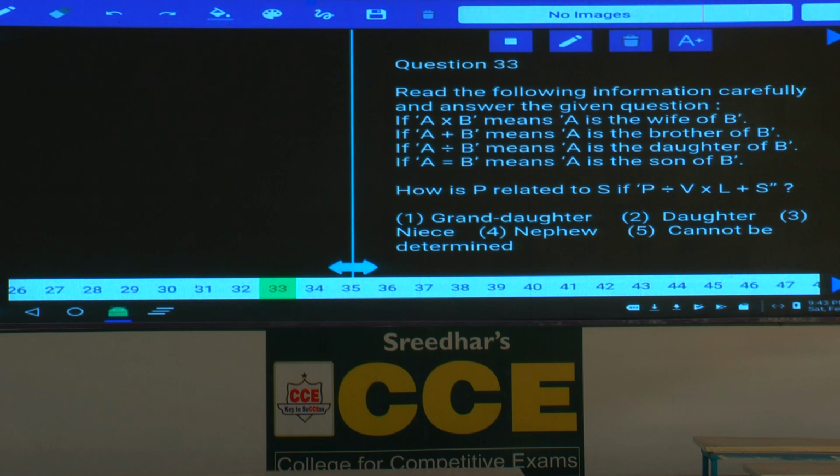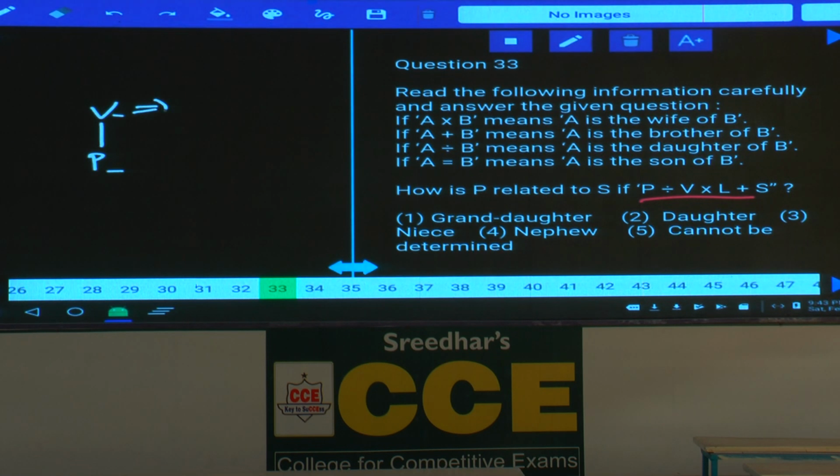Now in this one, how is P related to S? The expression is given. Now he is asking the relation in this one, P divided by B. A divided by B means A is the daughter of B. P divided by V means P is the daughter of V. V into L, V is the wife of L.